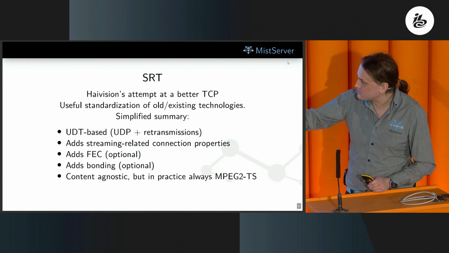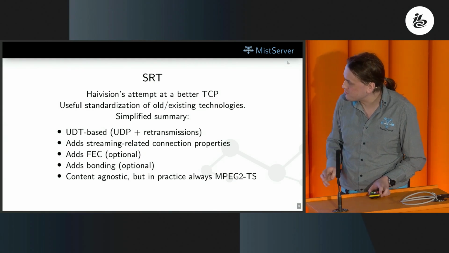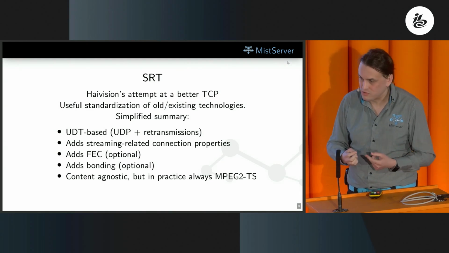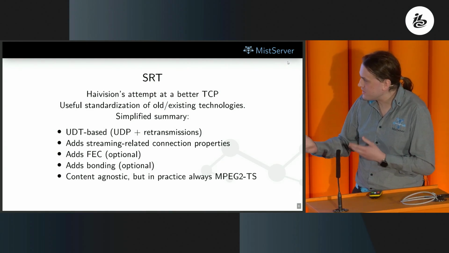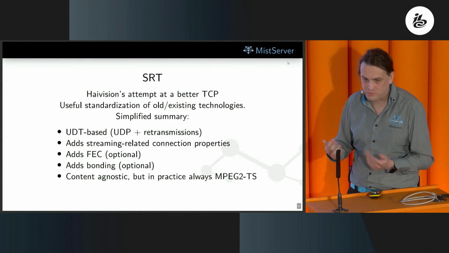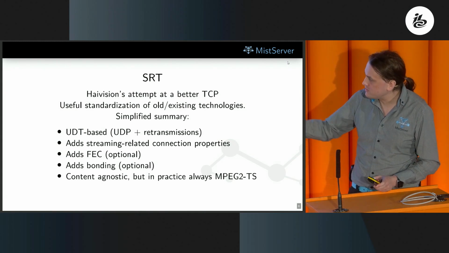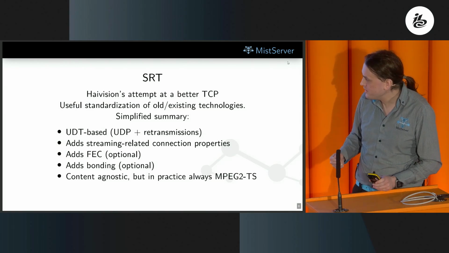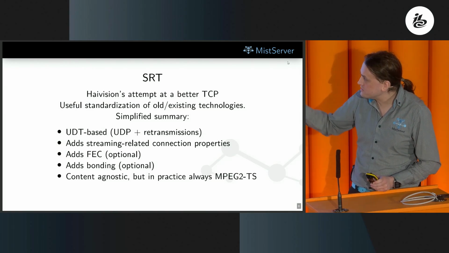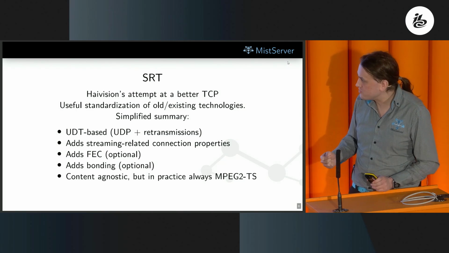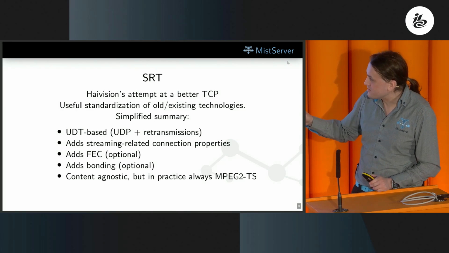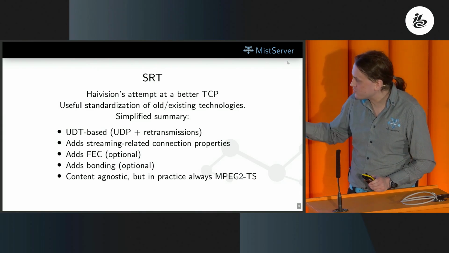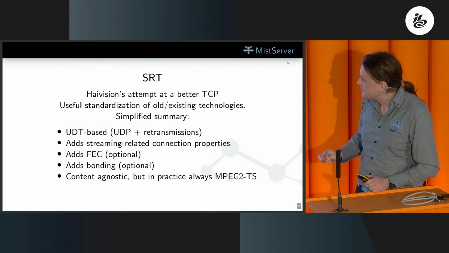It also optionally adds bonding, and bonding means that when you have multiple network connections, let's say a 5G connection and a Wi-Fi connection, or maybe a fiber connection and a satellite connection, and they have different properties, you can send some of the data over one, some over the other, and they will kind of add up to a whole stream. This too is optional in SRT. It's not on by default, but you can do it. And I should note that only the very latest versions of SRT do this quite well. The older ones, it's not really there yet.